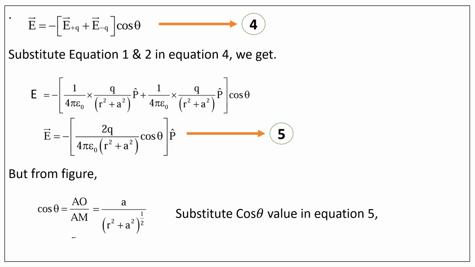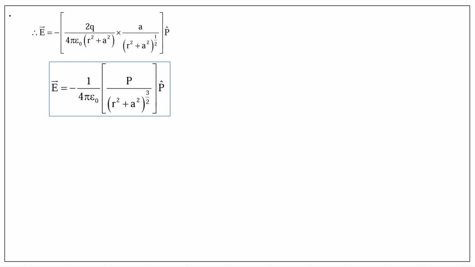Substitute the cos theta value in equation 5. E is equal to minus into bracket 2Q by 4 pi epsilon naught into (R square plus a square) into a by (R square plus a square) whole to the power 1 by 2 into P cap. That is equal to E is equal to minus 1 by 4 pi epsilon naught into bracket P by (R square plus a square) whole to the power 3 by 2 into P cap, because P is equal to Q into 2a.